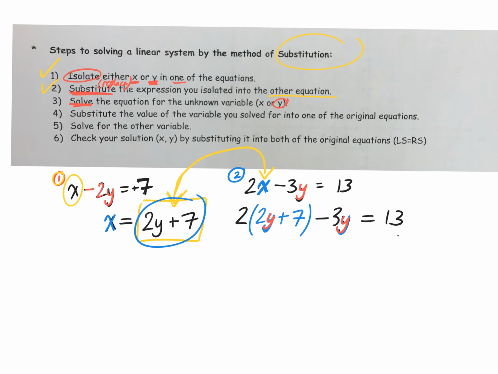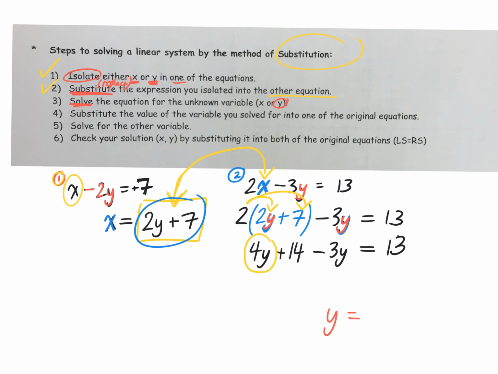So the third step is we're going to multiply, simplify, and isolate. We're trying to figure out what y is equal to. Now that we've replaced the x, we're going to do what you said. 2 times 2y is 4y. Then I take 2 times 7. Positive 7 is positive 14. Take away 3y equals 13.